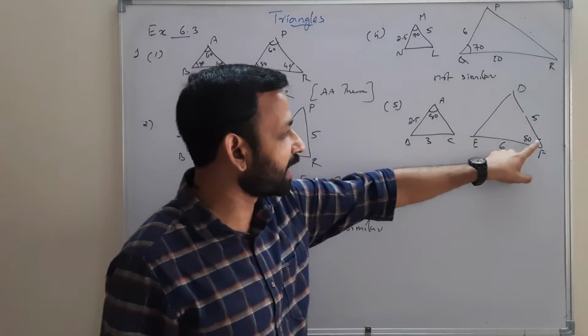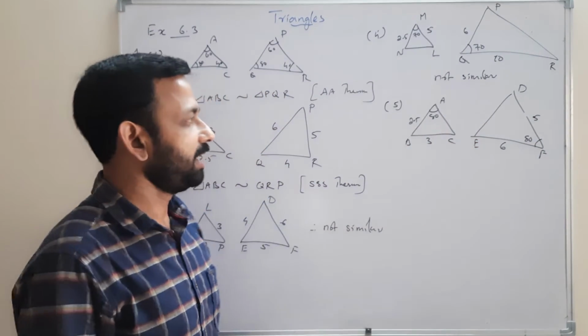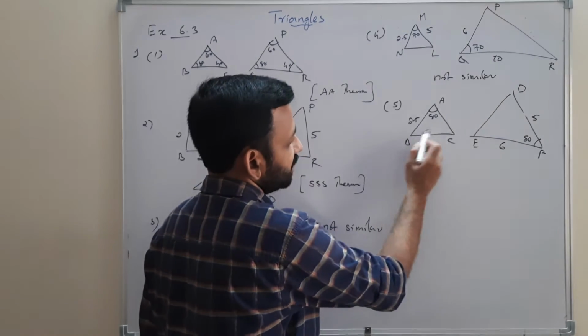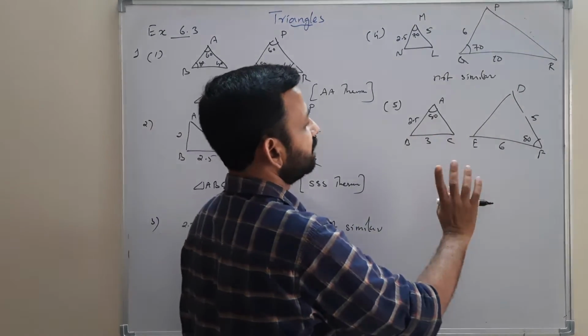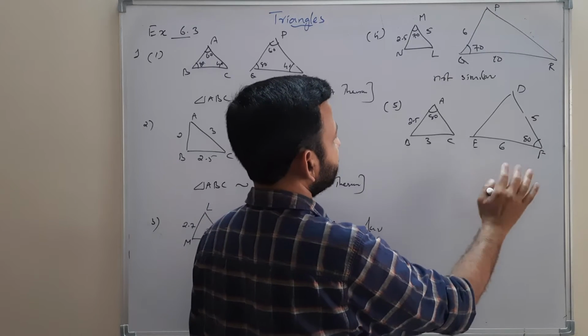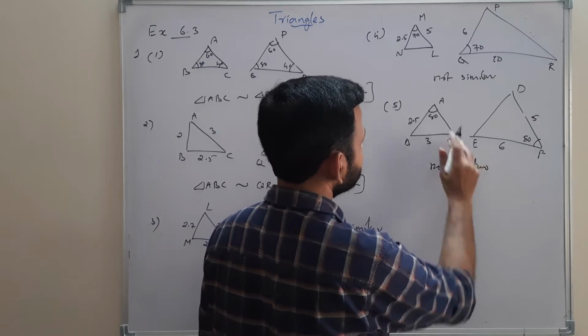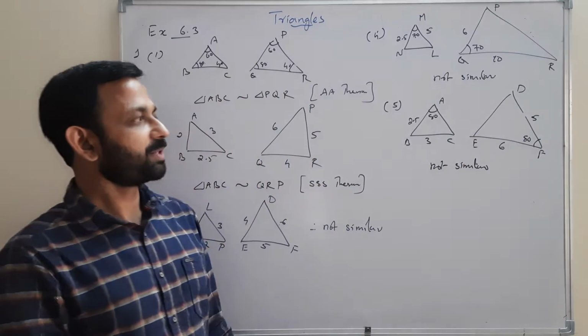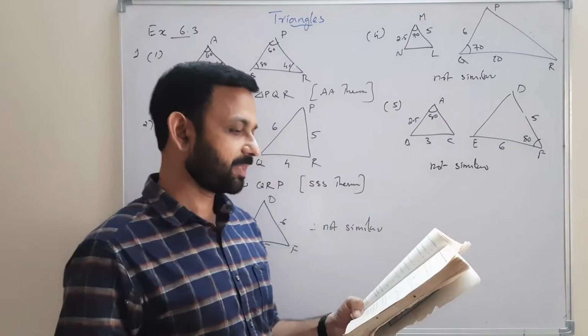But here included angle 80, but this is not included angle. So if we have 80 here, then the two triangles are similar. But here this 80 is not included angle, so we cannot apply SAS theorem here. So the triangles are not similar. These two triangles are not similar because those angles are not corresponding angles.